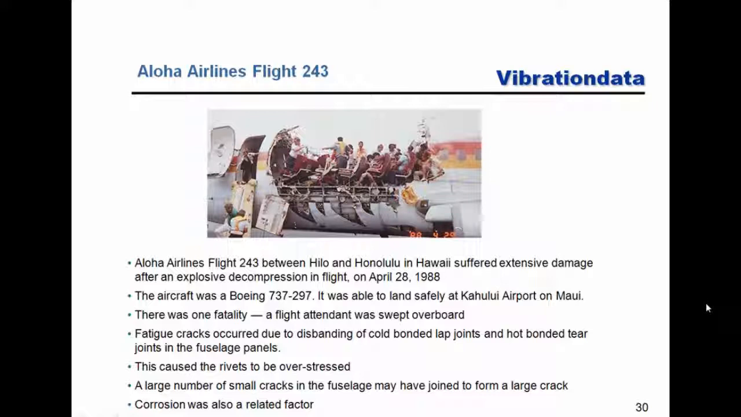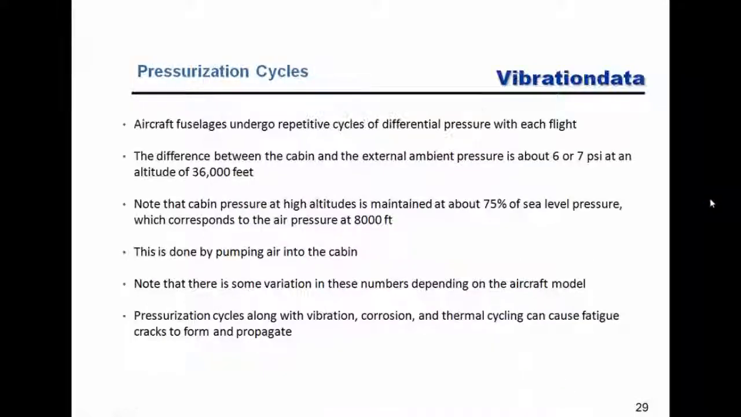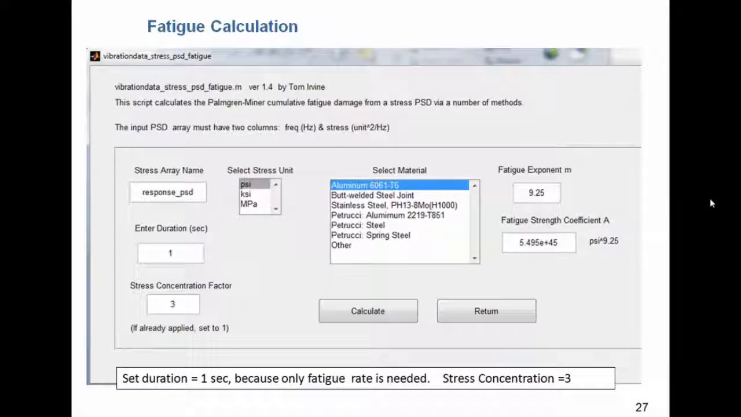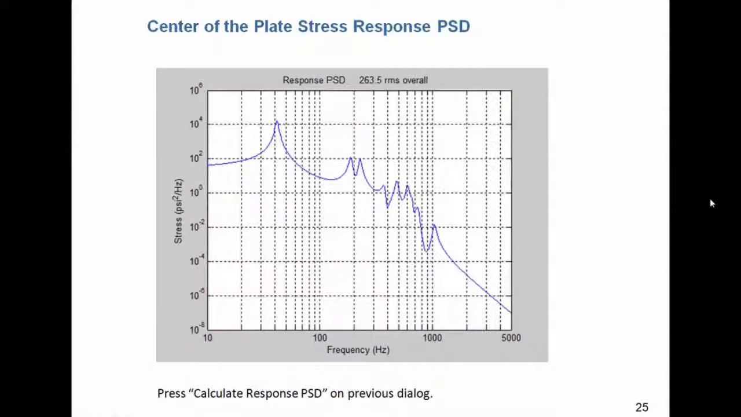Now this aircraft, operating in the Hawaii area, would have been subjected to the salt fog and humidity environments that are typical for coastal areas. So that could also have been a contributing factor to this failure. I guess that's about all for today. Again, this was just a really simplified introduction.